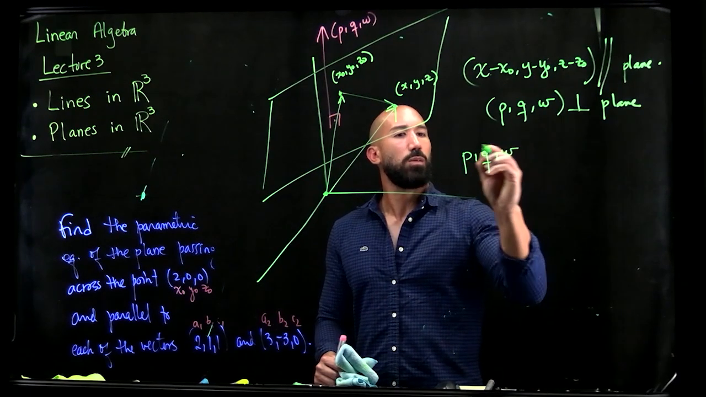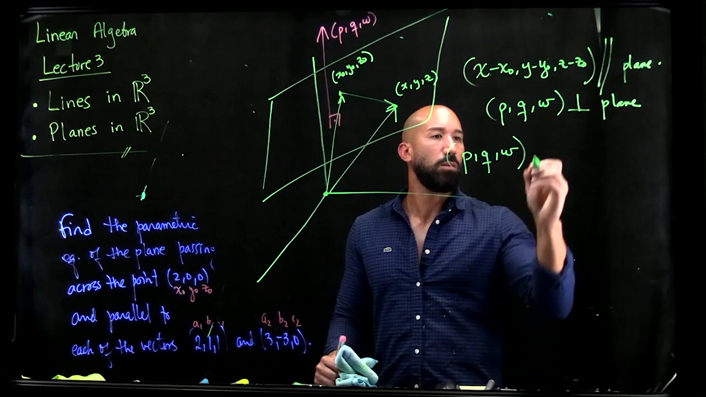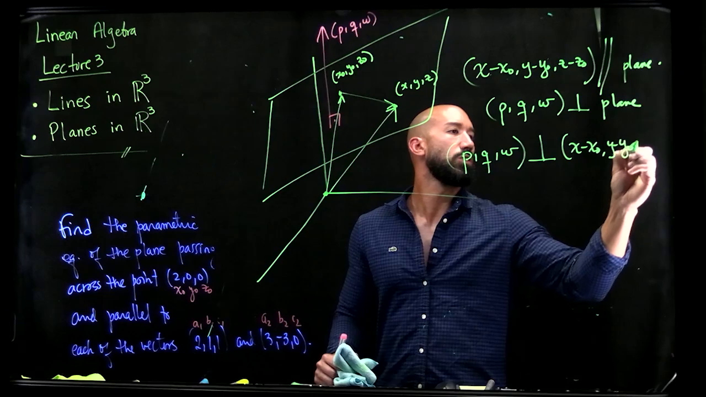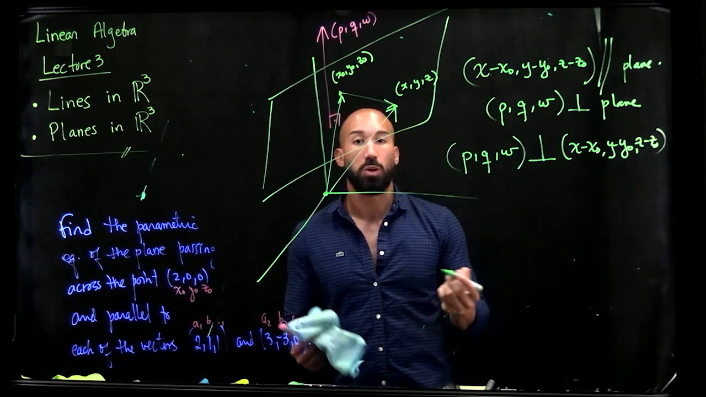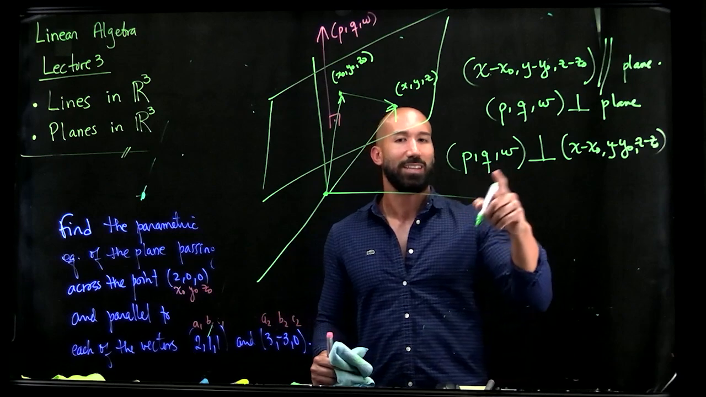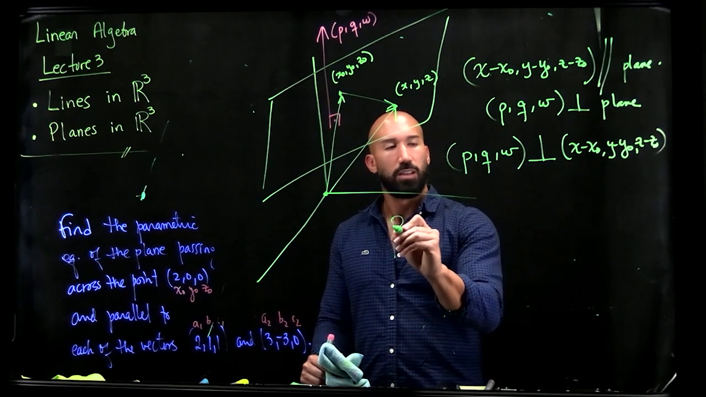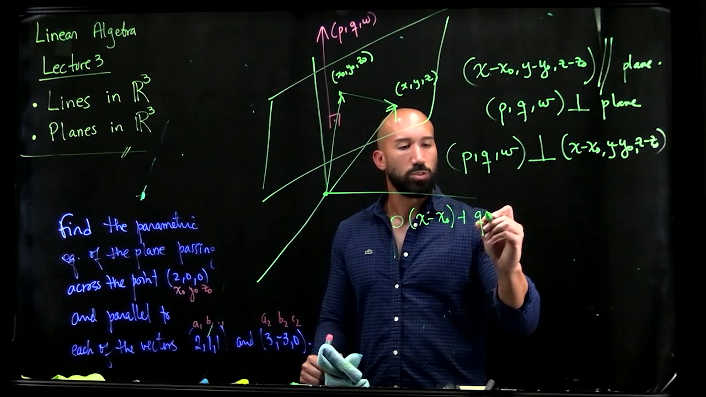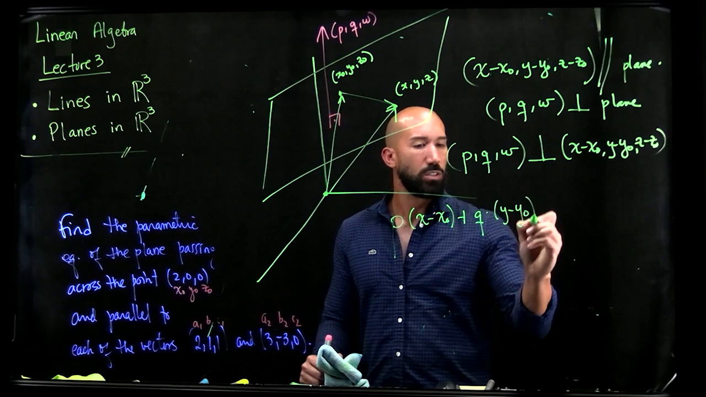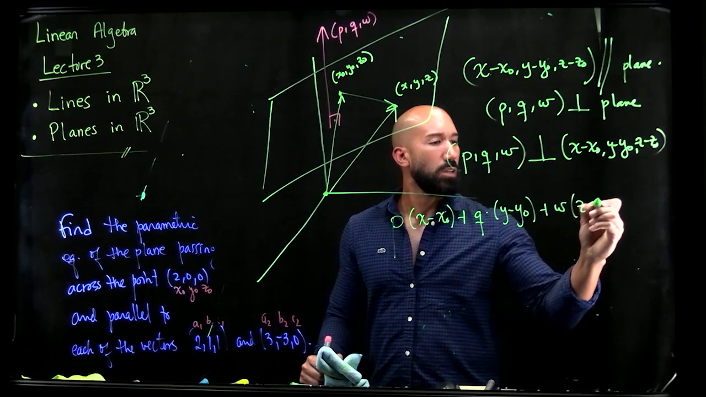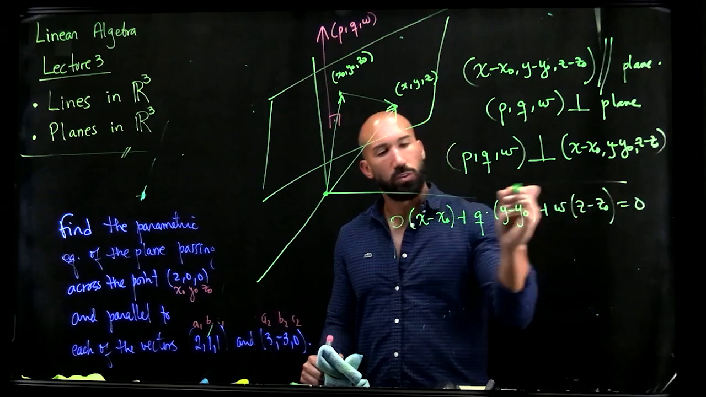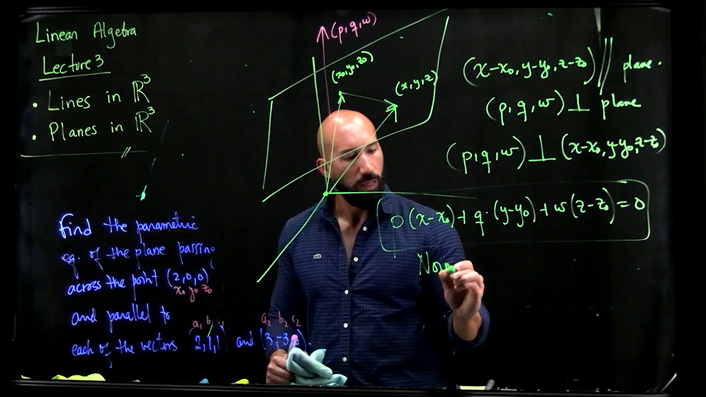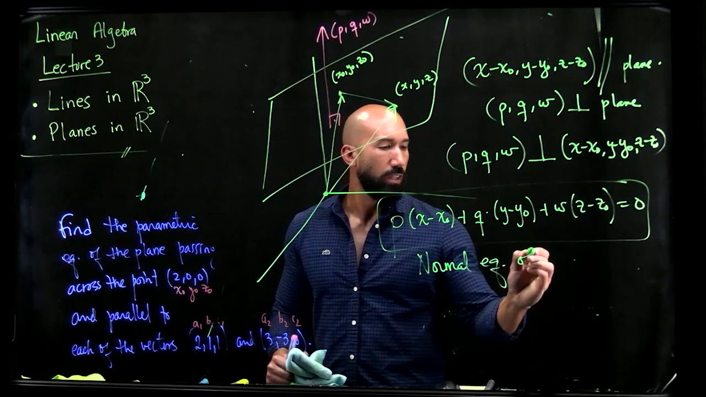So the vector (p, q, w) is orthogonal to the vector (x minus x0, y minus y0, z minus z0). And again, what do we know about orthogonal vectors? That the dot product is 0. So what we are going to have? That p times (x minus x0) plus q times (y minus y0) plus w times (z minus z0) is equal to 0. And this here is the normal equation of the plane.